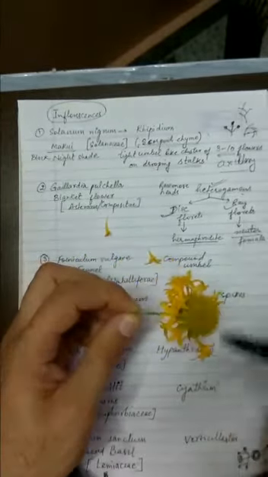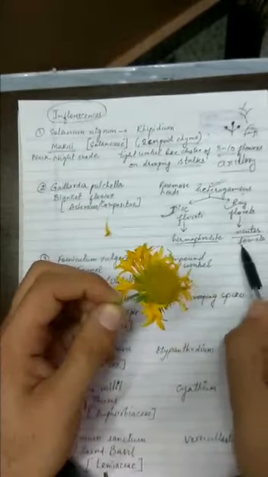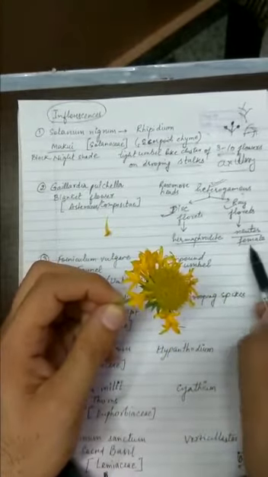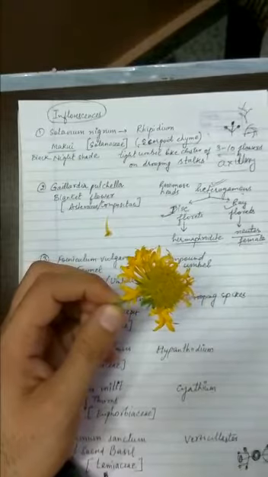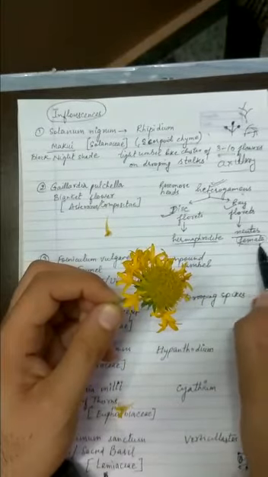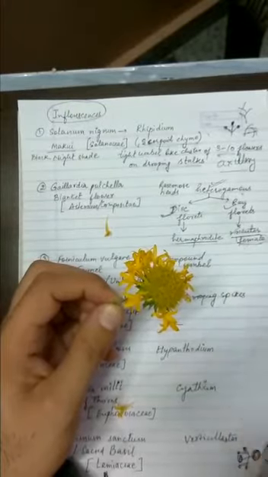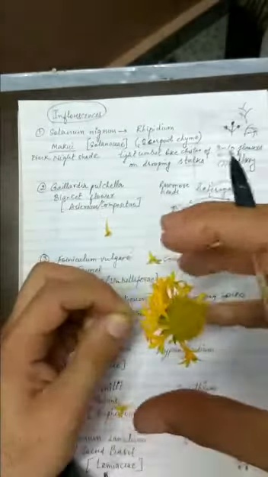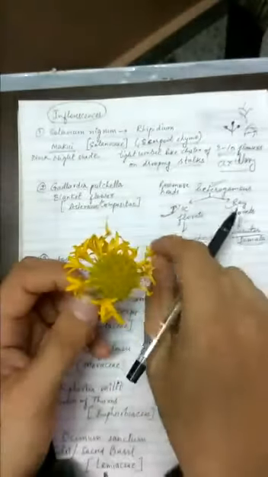Ray florets are generally neutral, or otherwise they would be female, so they will not help in the process of seed formation. There are fewer chances, because they are either female, but in most cases these are neutral flowers, because they attract the biotic pollinators for the process of pollination.